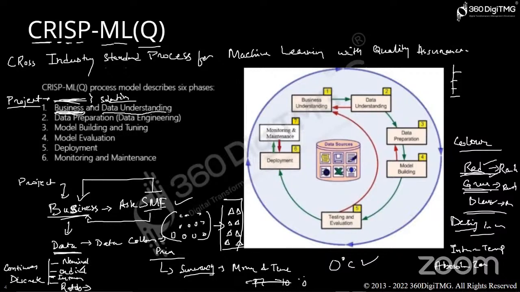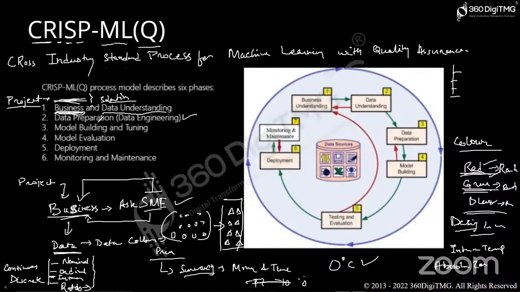Now, we can also segregate this data into multiple other categories, but this is what we are sticking to. We can take this data as structured data, unstructured data, semi-structured data. There are multiple things by which we can segregate this data. Okay, so data understanding is done. Business understanding is done. So let us go to the next stage.